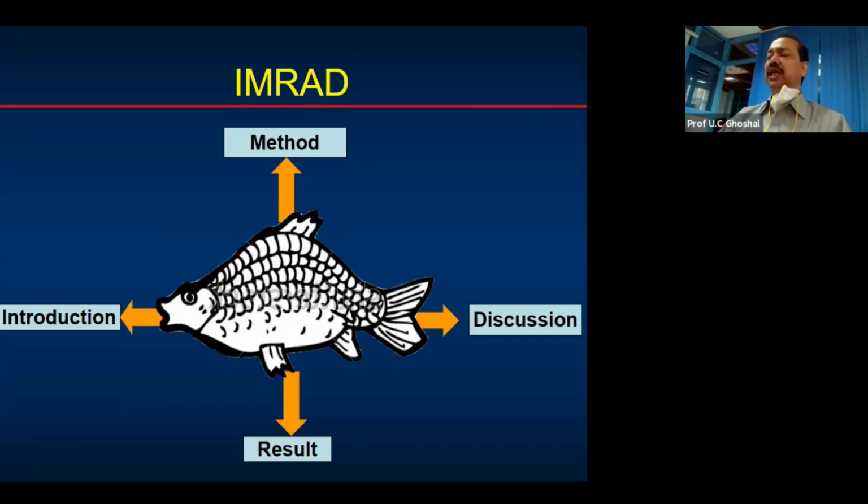So when you have written a paper, just take a word count. What is the word count of your introduction section? What is the word count of your method and result sections? What is the word count in your discussion section? And if you find that the word count is not distributed proportionately like a fish, it is not a good paper. Okay?